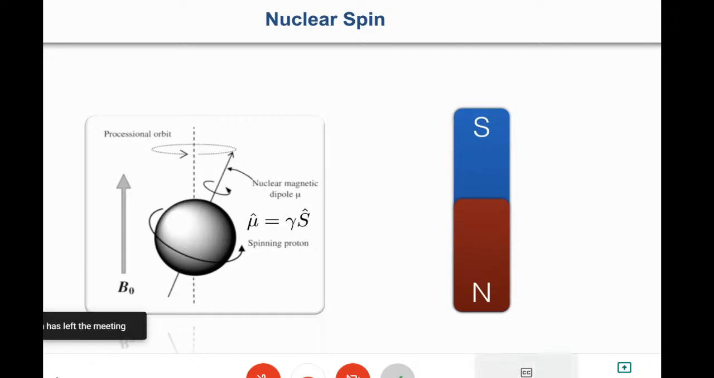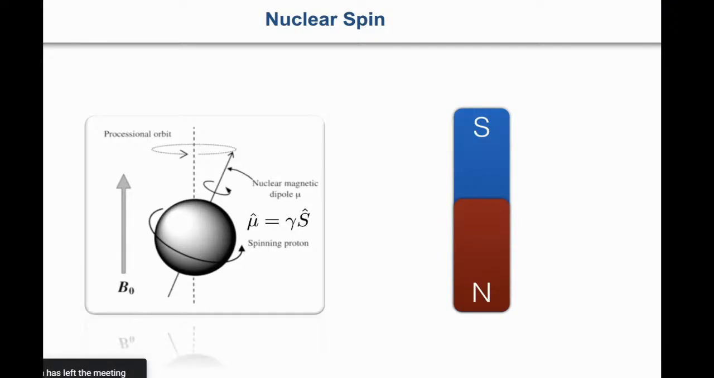Only if mu, the magnetic moment, is non-zero will it have an interaction with the magnetic field. If mu is zero, there is no interaction between the magnetic field and your nucleus, and you will not have NMR. So mu has to be non-zero for NMR to happen. When is mu not equal to zero? When S is not equal to zero. So when the nuclear spin is non-zero, you can do NMR with it. Carbon 12, unfortunately, has S equal to zero. Its magnetic moment is zero, and there is no NMR for it.